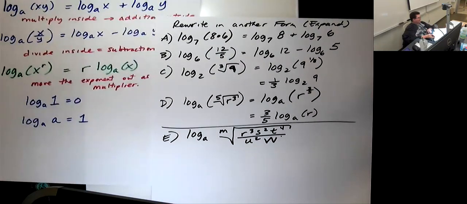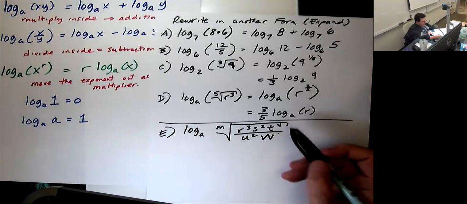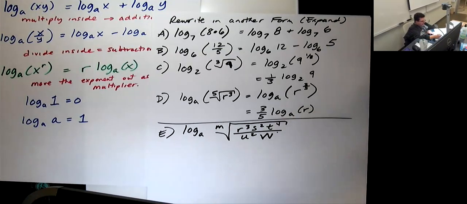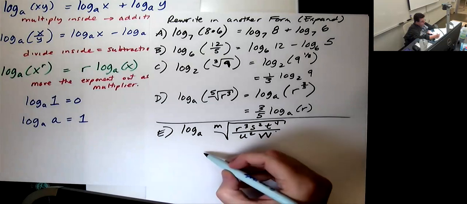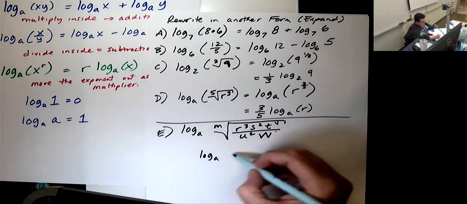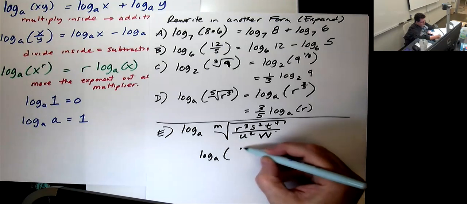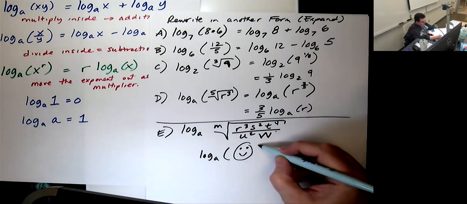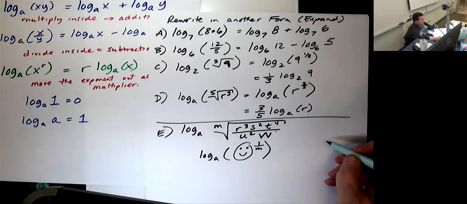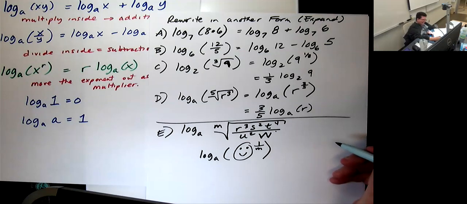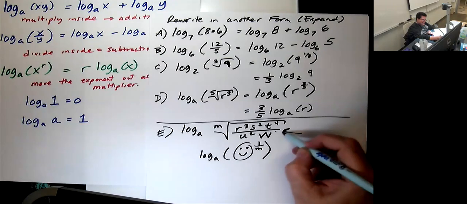That's probably a little bit more than I want to do on the exam. I know I'll tank some grades with this. So I could rewrite the inside as, I'm just going to call it smiley face for now, to the 1/m, because I don't want to rewrite all that again. I made the problem bigger than I want to rewrite. So smiley face is the inside.